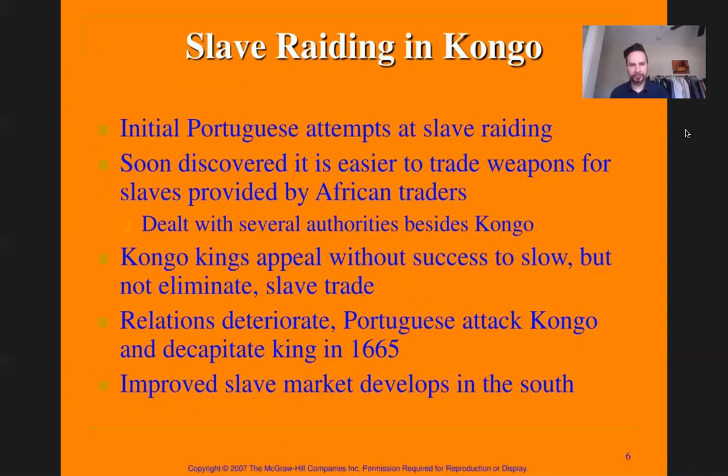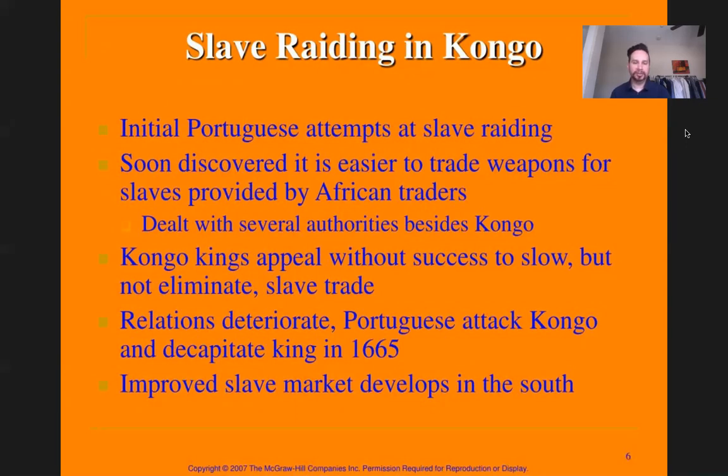So you have slave raiding in the Congo. The Portuguese initiate attempts at slave raiding, and soon it's discovered that it's easier to trade weapons for slaves that were provided by African traders. So African traders would actually go and get the slaves and bring them to the Portuguese, with whom they would trade for weapons and other valuable things that the Portuguese had.